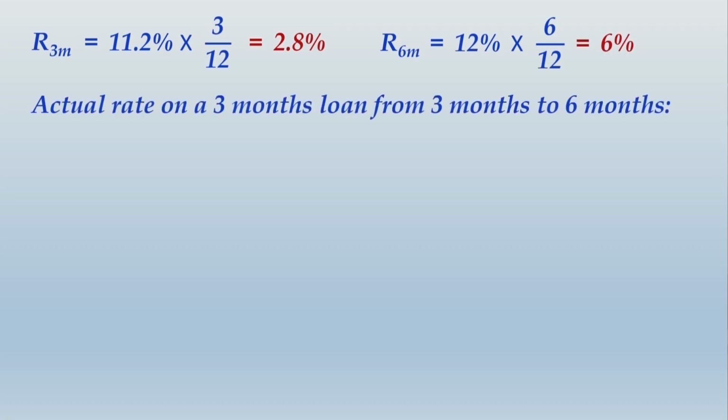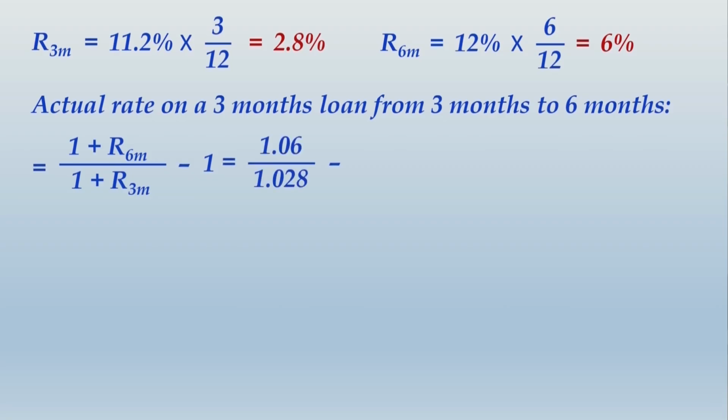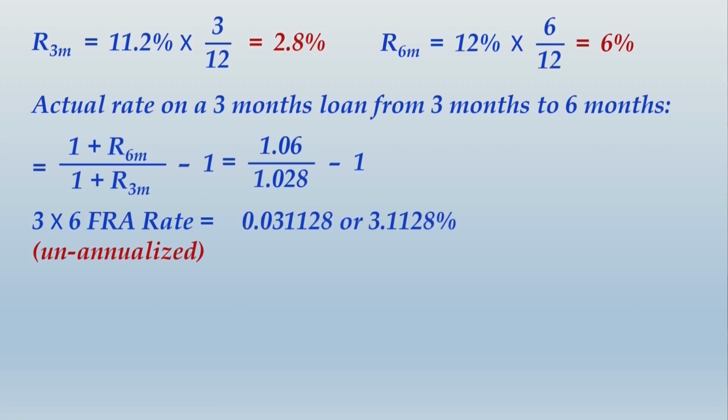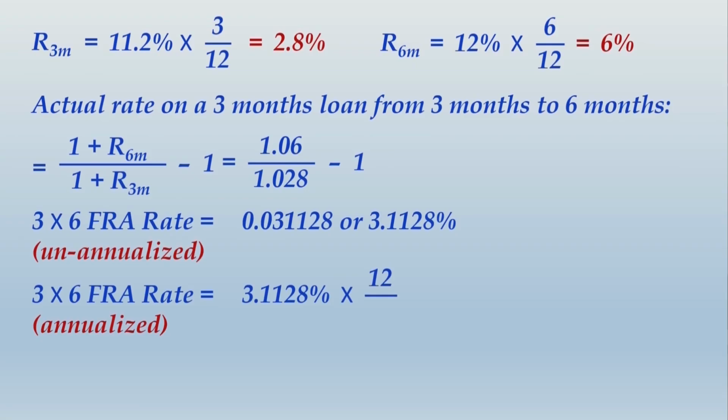So now you convert these into factors. So 1 plus the 6 month rate divided by 1 plus the 3 month rate, that is bigger factor divided by smaller factor. So 1.06 divided by 1.028, from that you subtract 1 and you get 3/6 FRA rate, which is unannualized as 3.1128%. And now simply multiply the time factor for adjustment into annualization as 12 by 3, and you get the annualized rate as 12.45%. So please write up this as well, and then I take you ahead.